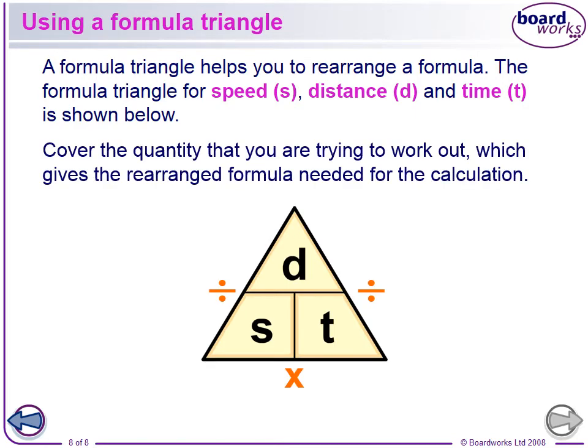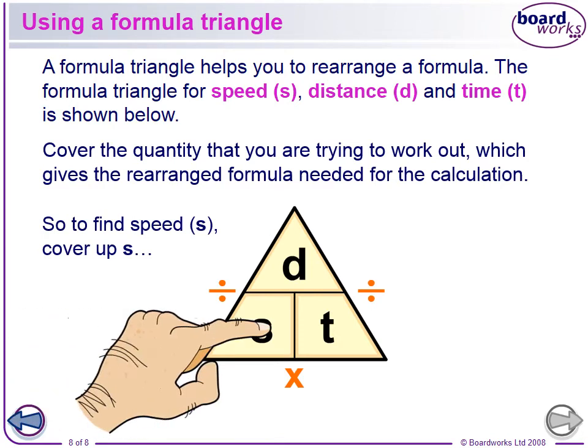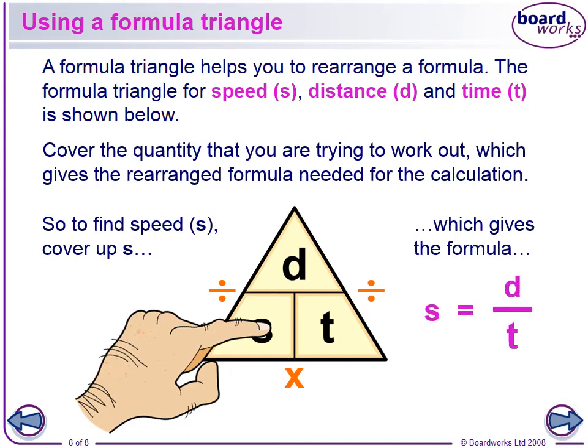So whatever quantity you're trying to find, you cover up, and that will give the rearranged formula needed for the calculation. So if you were trying to find distance, you would cover the D up with your finger, and it would be speed times time. If you were trying to find time, you would cover the T up, and it would be distance divided by speed. So to find speed, cover up the S, and you have D divided by T.